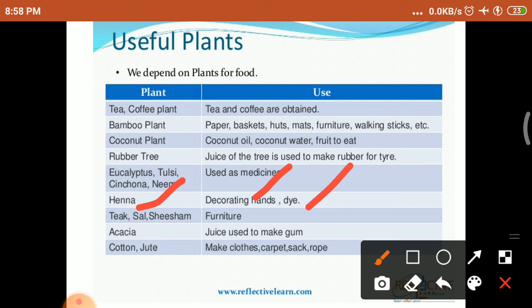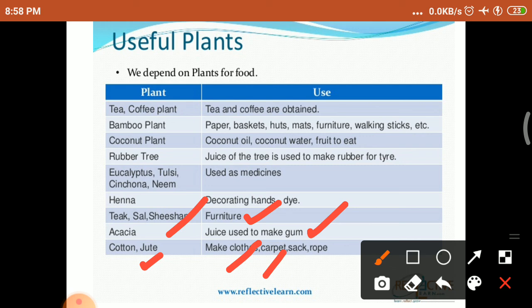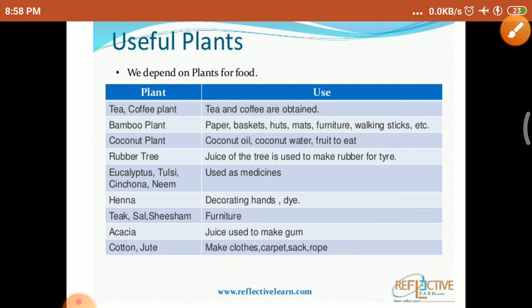And teak and sal, sesame are used as furniture. Acacia is used to make gum. And cotton and jute are used to make clothes, carpet, sack, and rope. So the plants are useful in many ways for human beings. I hope you understood how the plants are used.